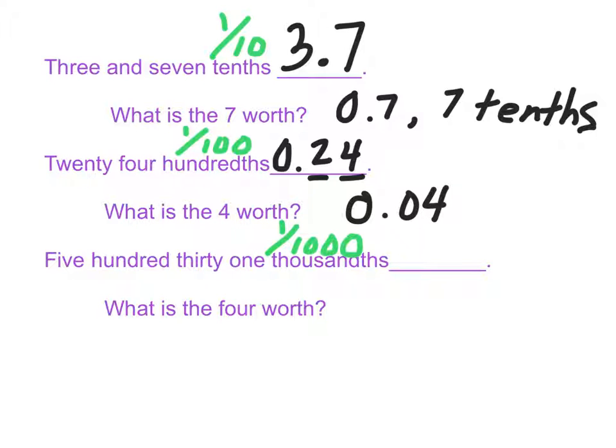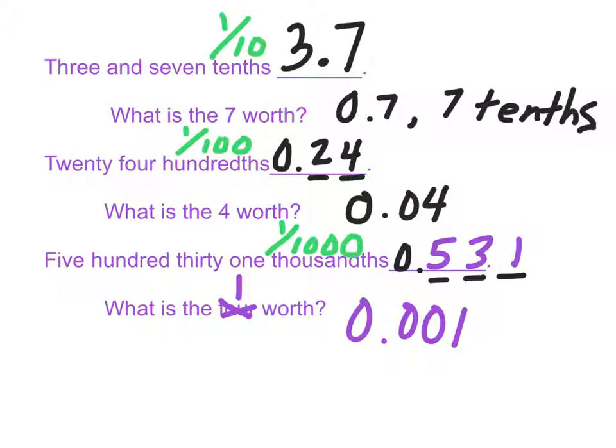And our final question, we have 531 thousandths. Thousandths as a fraction is 1 over 1,000, or 3 zeros. So I know that I will have 3 place values to represent, and it's 531. So it works out perfectly. I have a 3-digit number, 531, and I have 3 spots to write my number. So I write 0.531. And I meant to ask, instead of the 4, what is the 1 worth? The 1 is worth 0.001, or 1 thousandth.